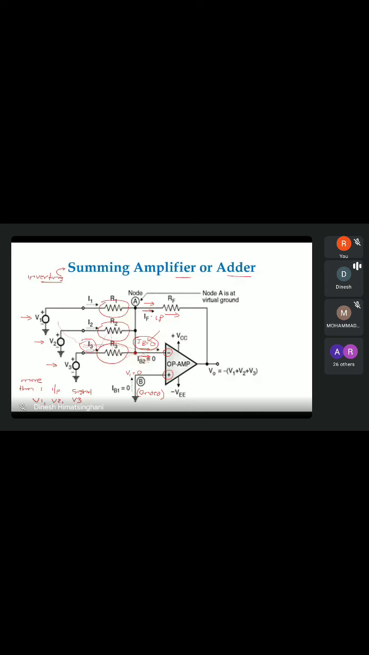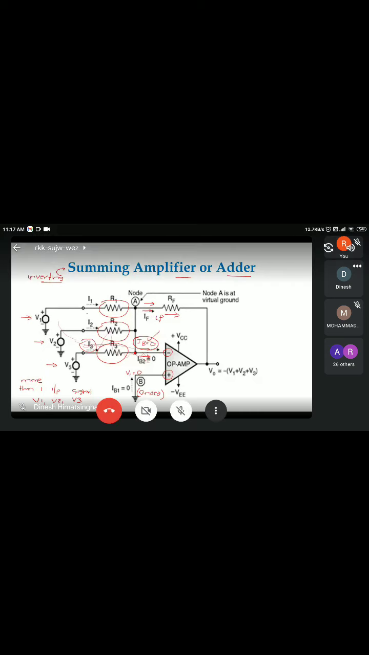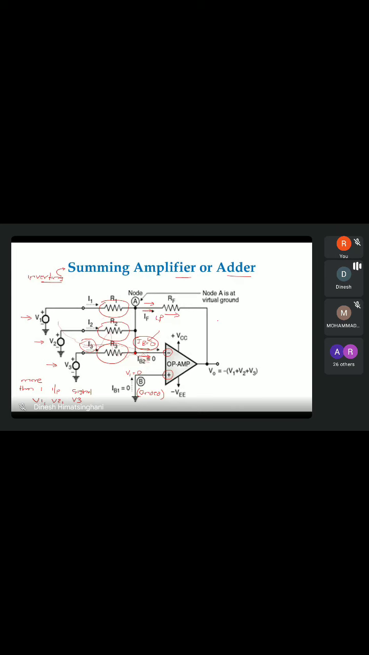Now I'm going to do the addition in exactly the same way as I have done before. I'm going to say I1 plus I2 plus I3, which are the three currents, is equal to IB plus IF. This is one of my derivation steps. I1 plus I2 plus I3 is equal to IB plus IF. IB is 0.